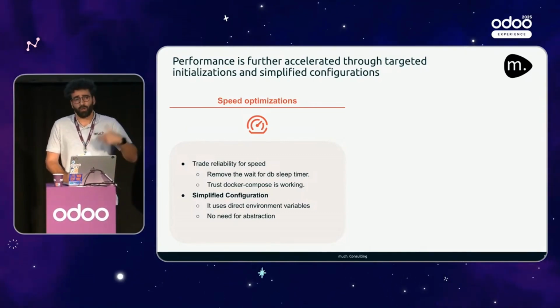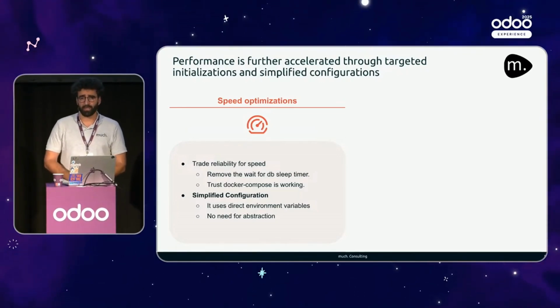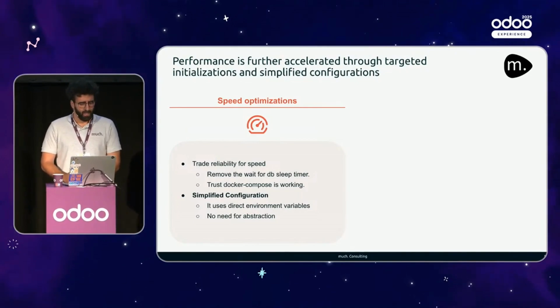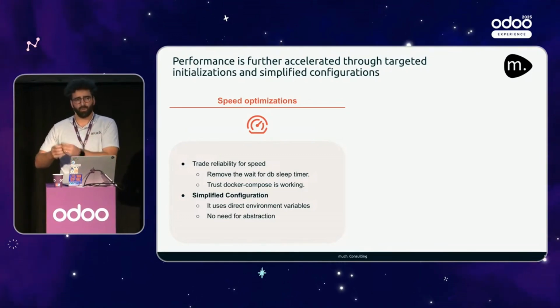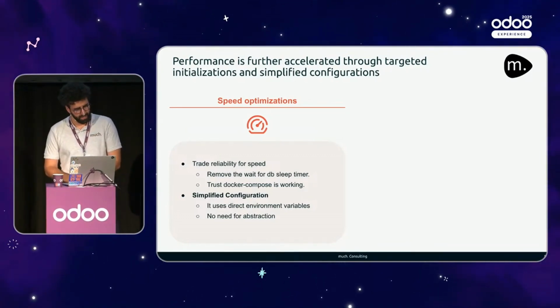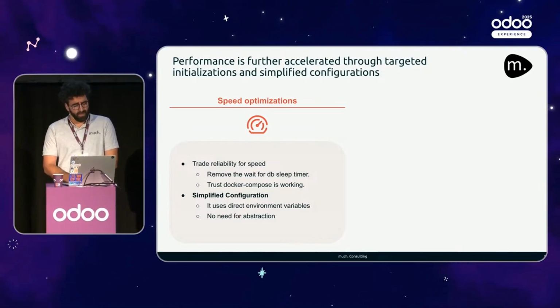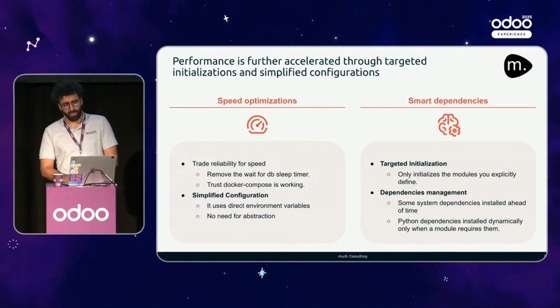We just trust that Docker Compose is working. Docker Compose is supposed to handle the dependency between Odoo and the database, so we don't need to really wait for the database to run the tests. It can fail, but we can live without that reliability. This server will live for a couple of minutes. So we simplified the configuration. And those are basically the easy things to do. The smarter ones were a little bit harder to get there.